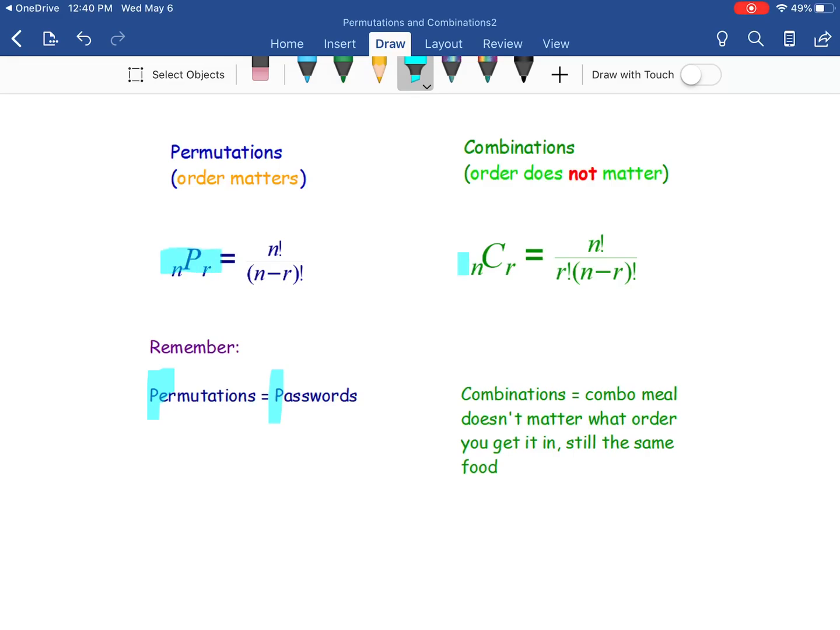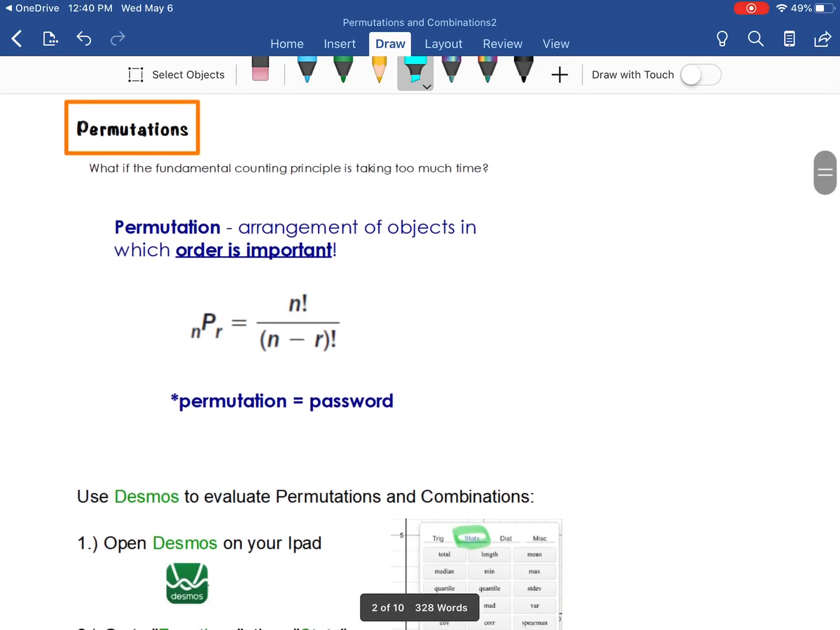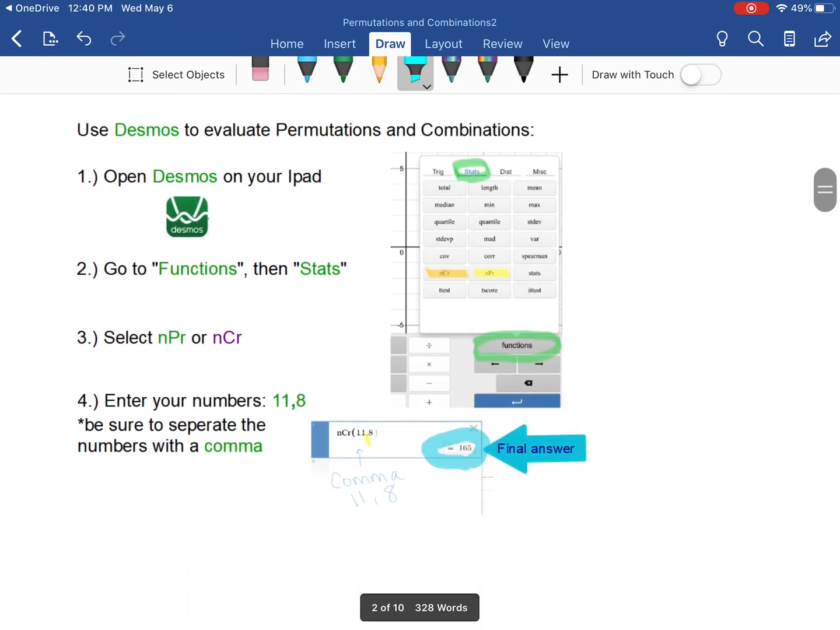Now, here are the formulas for permutations and combinations, and we'll look at those in a second, but we're actually going to end up using Desmos to evaluate these. So we're going to start off by focusing just on permutations. Permutations stem from the question, what if the fundamental counting principle is taking too much time? Again, it's another shortcut. A permutation is an arrangement of objects in which the order is important.